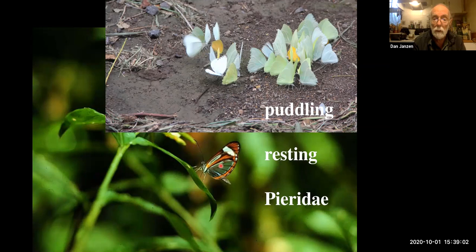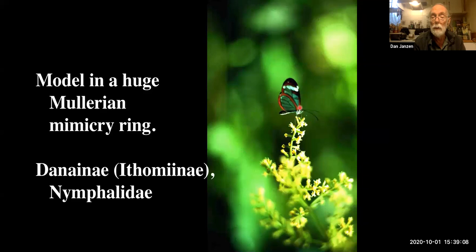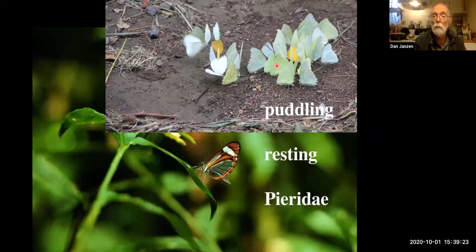And this is the toxic one. That's the model right there. And this one is loaded with the compound that gets out of the plants, all right? This is the same family as the monarch butterfly. Oops, excuse me. This is another family, these white things here, Pieridae.